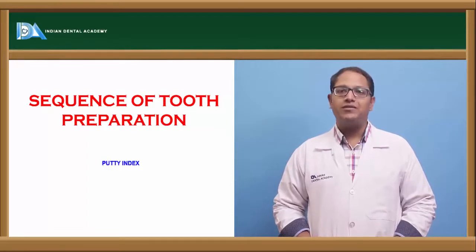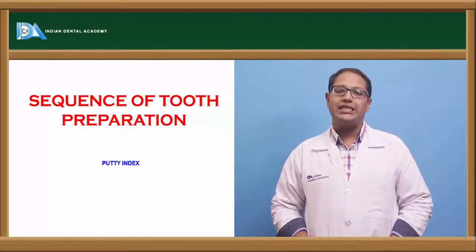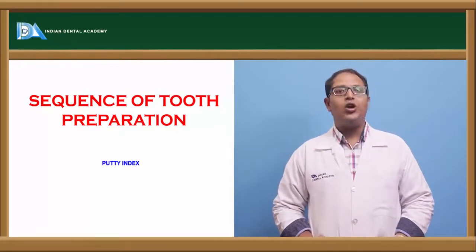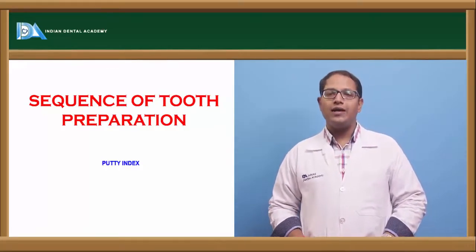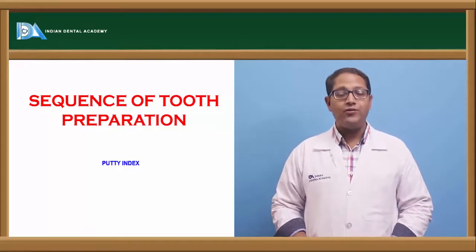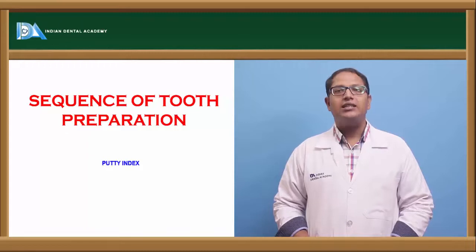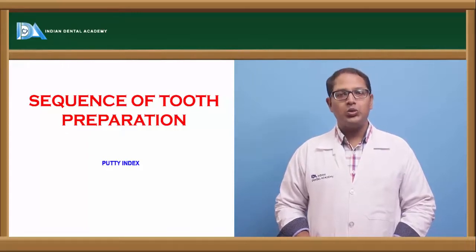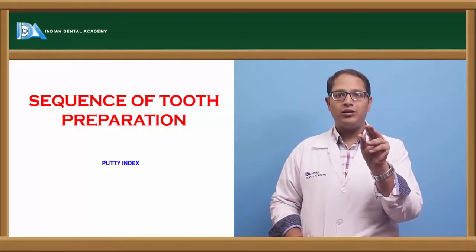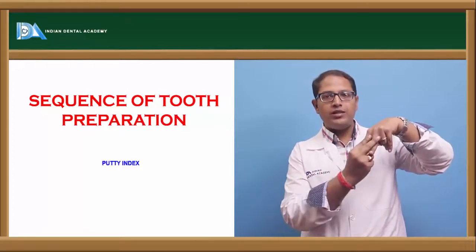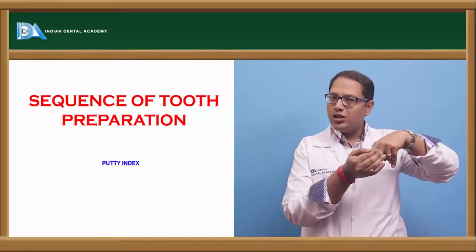So first thing that we need to do is make a putty index. Now what is a putty index? We take an addition or a condensation silicone and put it over the natural teeth, if natural contour is present, before that tooth is prepared, so an impression of that particular tooth can be made in the putty. If this is my tooth, I will take my putty like this and I will put it over and make an impression of that particular small section only.